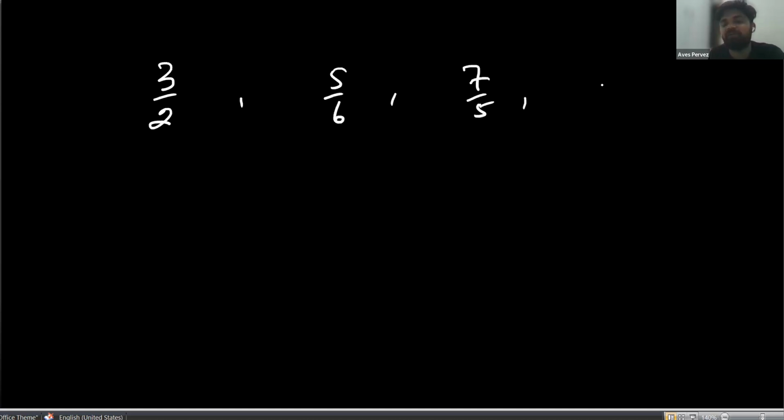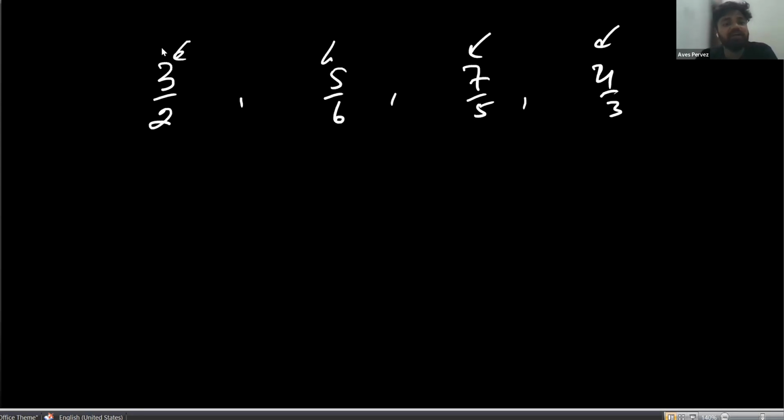Let's suppose I have a numerator greater than the denominator, for example 3 by 2, 5 by 6, 7 by 5, 4 by 3. Every time the numerator is greater than the denominator, whatever the value, it will be greater than 1. Understood? Hashit, you understood? Abir? Yes. Okay.